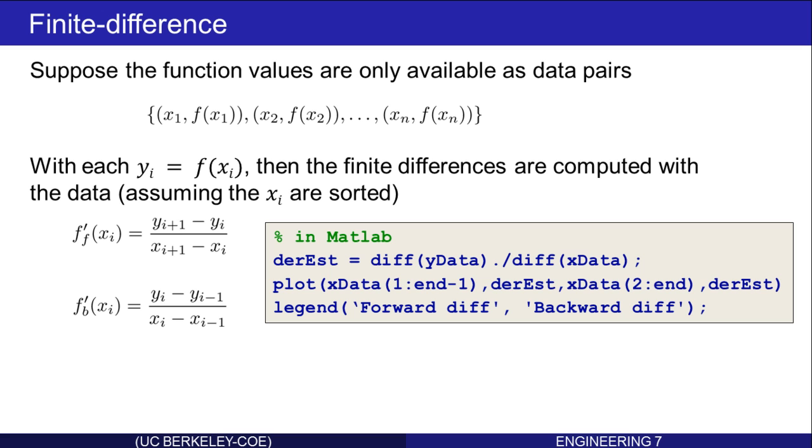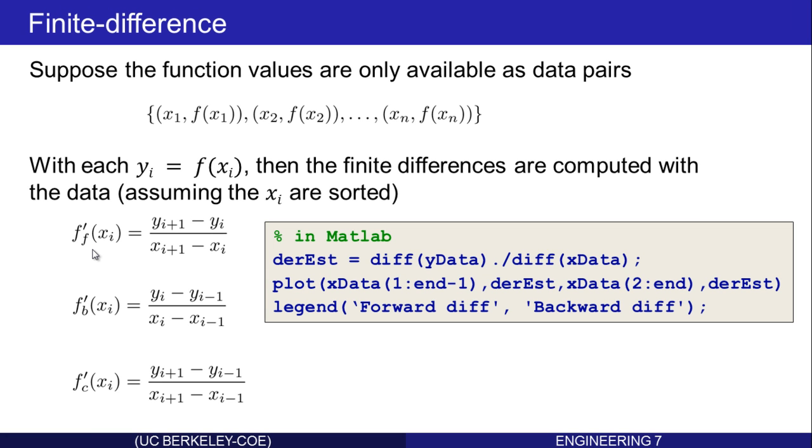The forward formula is unable to compute the derivative estimate at the last point because there isn't an i plus 1. Similarly, the backward formula is unable to compute the derivative at the first point because there isn't an i minus 1. So notice the way I've plotted these, I've adjusted the x data depending on whether I'm plotting the forward or backward difference. Try that out. For the centered formula at xi, only the previous and next values of y and x are used. You can think about the MATLAB code that would implement that.